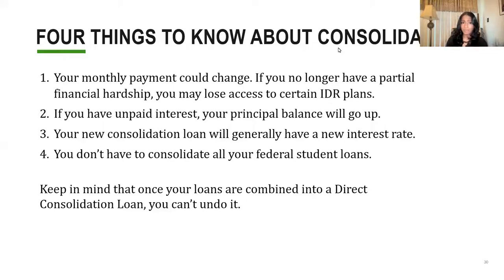If you're working towards PSLF forgiveness, you likely don't care about that because that's just what's going to get forgiven at the end. Your new consolidation loan will generally have a new interest rate because it's going to be based on a weighted average of the loans that you consolidated. And again, if you're working towards PSLF, you probably don't care about that because you're just working towards forgiveness. And you don't have to consolidate all of your federal student loans. You can consolidate one loan, five loans, eight loans. It's up to you. You can pick and choose which ones you consolidate. But once it's consolidated, once it's dispersed, you can't undo it.